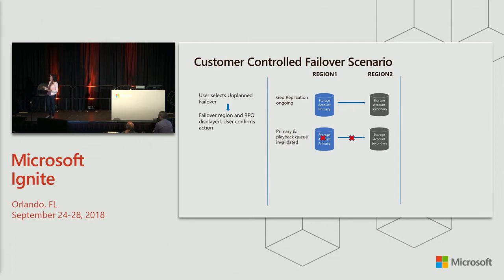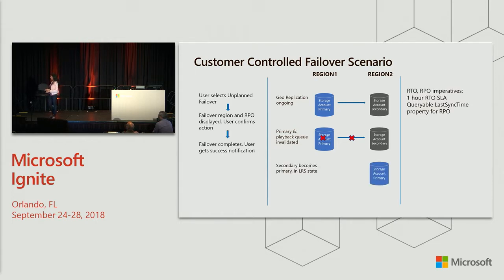You confirm that. So we invalidate the queue, the playback queue, and the primary. So whatever data that you had written till that point, by querying your last sync time, that data is gone. And we invalidate that queue. So essentially, there's a DNS switch. Your account, when it goes into your secondary endpoint, now your current primary endpoint, becomes an LRS storage account, which means that we don't have three additional copies in your geo region. We wait for the user to convert that account to a GRS account, before which we start replicating into your new secondary, or your original primary region.